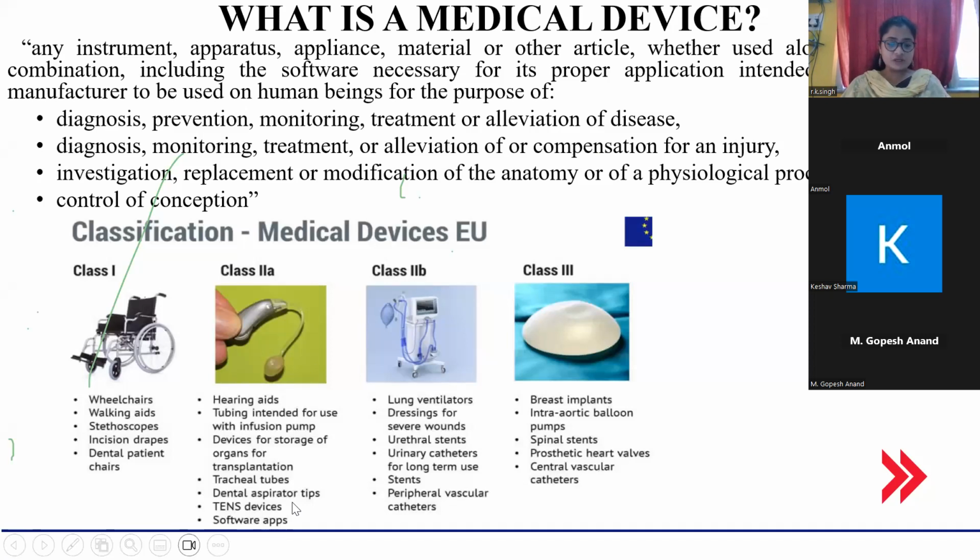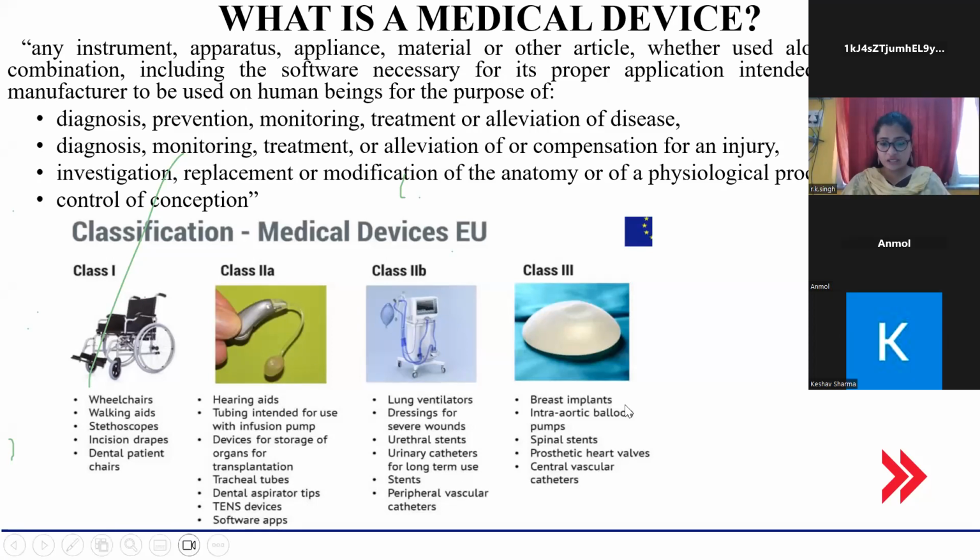Then we have devices for storage of organs, for transplantation, any kind of dental transplantation. Next, coming to class 2B, we have the lung ventilators, the diagram that is given over here. We call it BiPAP. Then we have urinary catheters, different vascular catheters. Lastly, we have class 3, where we have different breast implants, prosthetic heart valves, vascular catheters again.